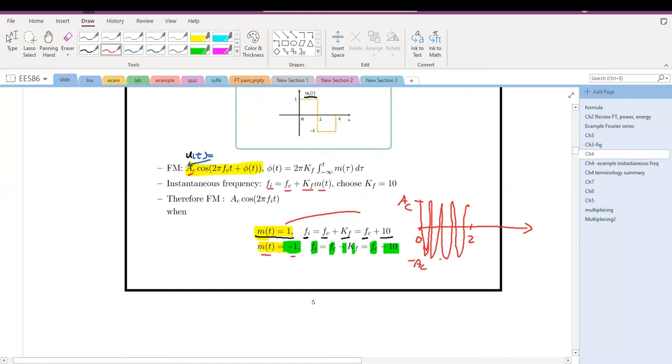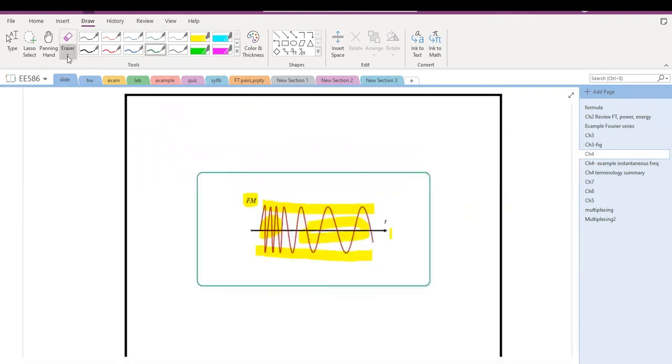So this is Ac, and this is minus Ac. For time 2 to 4, the frequency decreases. The frequency is fc minus 10. So it's lower frequency now. This is just for illustration purposes. You can see here from 0 to 2, I have higher frequency, fc plus 10, and from 2 to 4, I have lower frequency, that's fc minus 10.